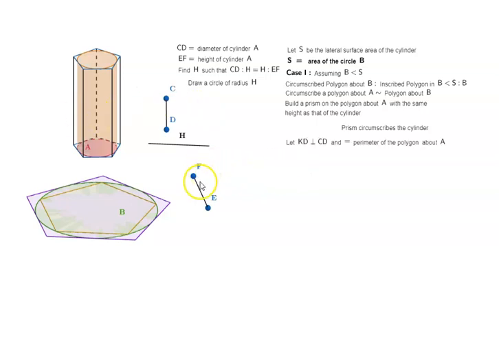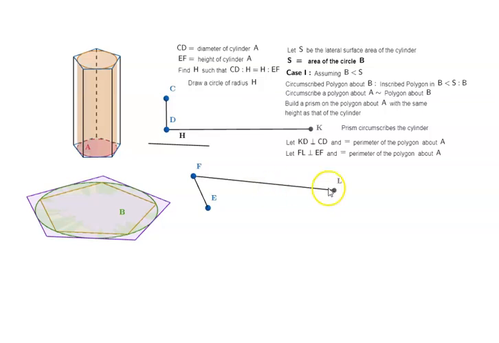Now we draw a line KD perpendicular to CD and equal to the perimeter of the polygon about A. So KD is equal to the perimeter of the polygon about A and it is perpendicular to CD. Again, we draw FL perpendicular to EF and equal to the perimeter of the polygon about A. So here FL is perpendicular to EF and is equal to the perimeter of the polygon about A. So that means FL is equal to DK.